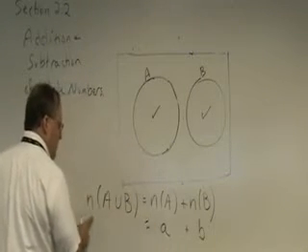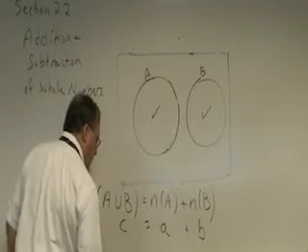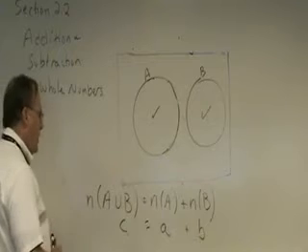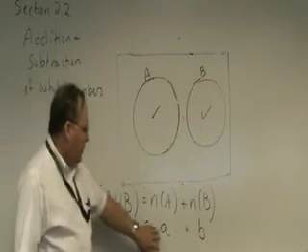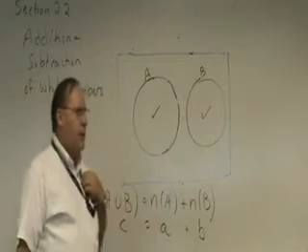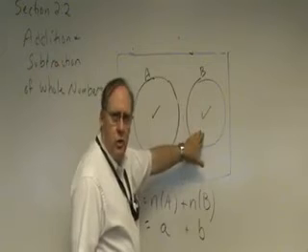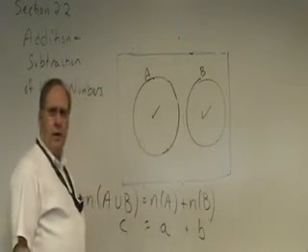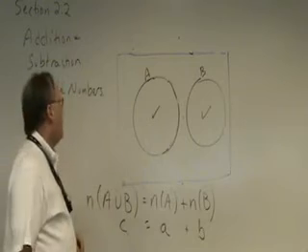This is the number in the union, so if we call this c, then c is equal to a plus b. Again, this refers to disjoint sets which have nothing in common.